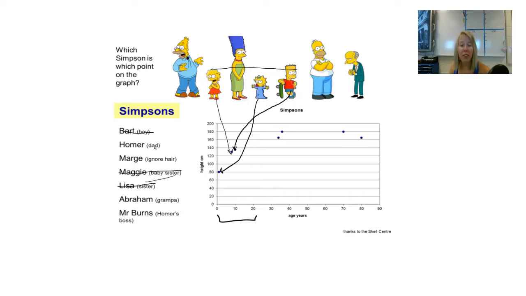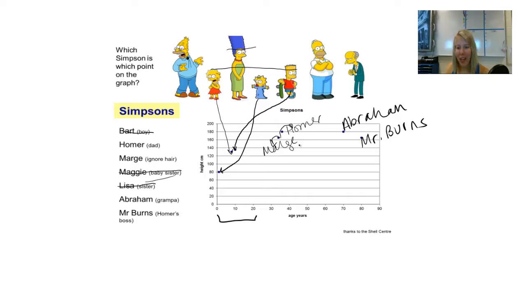Please figure out who is who. This is Abraham, Grandpa. This is Marge, and you're ignoring her hair because her hair is very tall. This is Homer, and then this is Mr. Burns. Figure out who is who on the graph, and then I'll give you the answers in a little bit, but I want you to try and figure it out first.